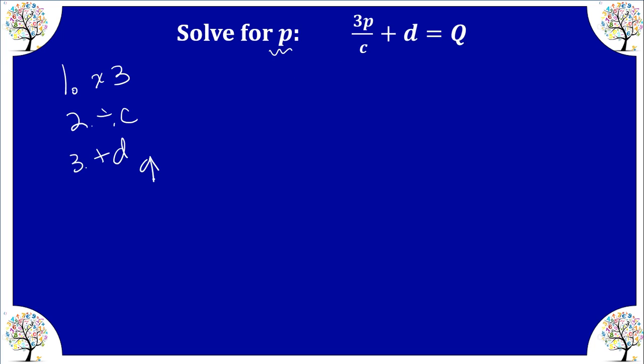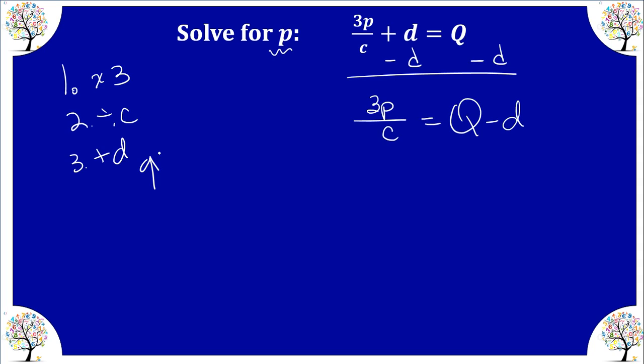So we're going to undo adding, dividing, multiplication. So we're going to undo addition and we're going to subtract d. Now remember, when you add or subtract, it comes after what's already there. So the p needs to be in front, q minus d.